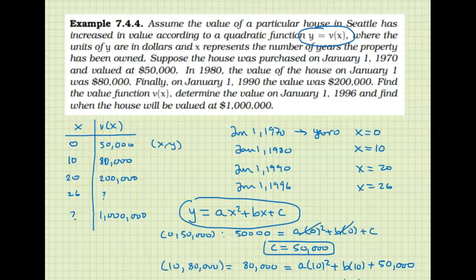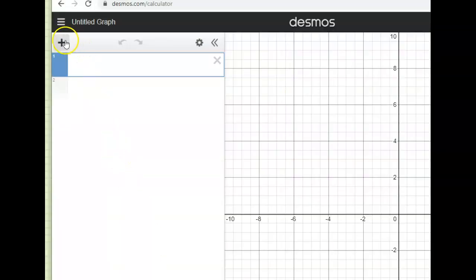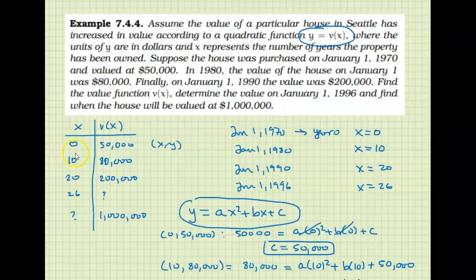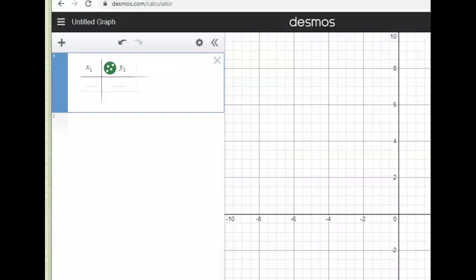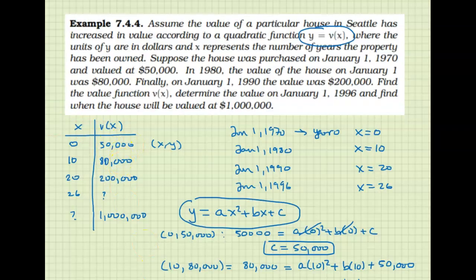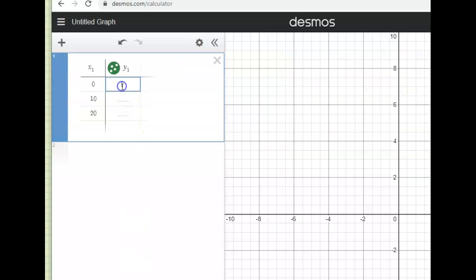The way you put the data into Desmos, you hit the plus and choose the table. You can see x and y columns here, x1, y1. So you put your x values, 0, 10, and 20. Those are the data that's given. And you put the y values: 50,000, 80,000, 200,000.